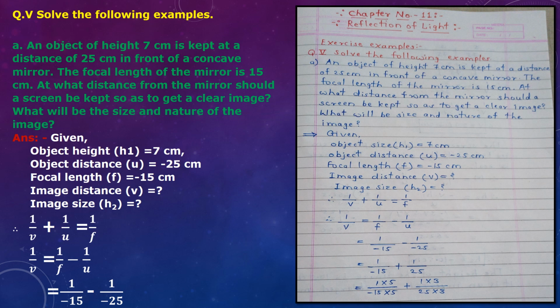Now we know children this mirror formula. So we will use this mirror formula, that is 1 upon v plus 1 upon u is equal to 1 upon f. Now here we have to find out image distance, that is v. So we will convert this formula, that is 1 upon v is equal to 1 upon f minus 1 upon u is equal to 1 upon negative 15, that is f value, minus 1 upon negative 25.